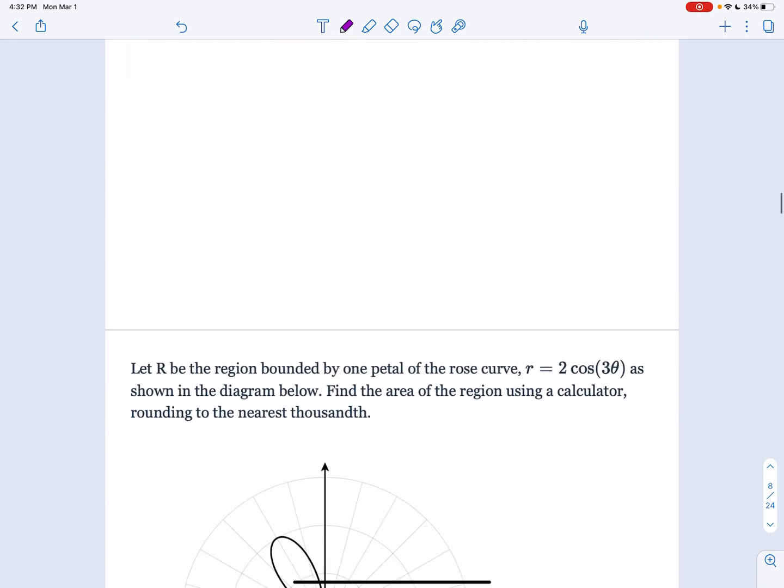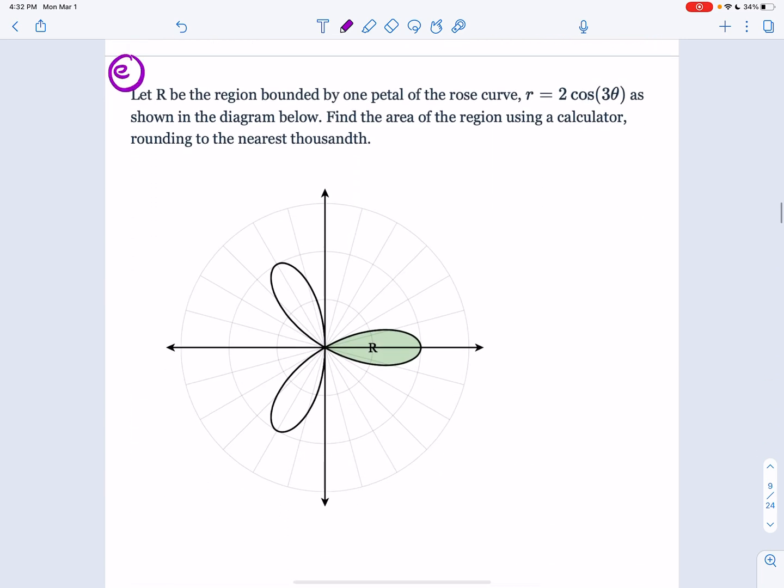Let's keep going. Here's part E. Try this out. Press play when you're ready.